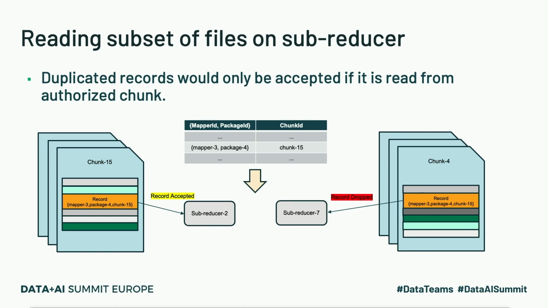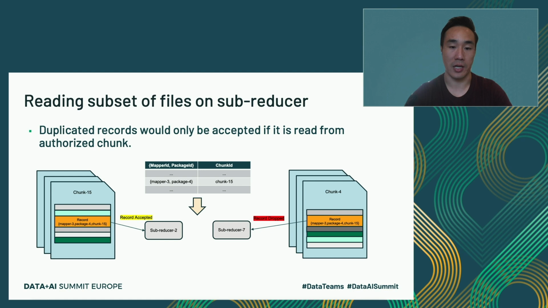When iterating through the records of assigned files, the reducer will check if a record comes from a suspect package. If not, we're confident that this is not a duplicate package at all. Otherwise, the reducer would only accept the record if the file chunk ID matches the authorized chunk ID in the mapping. So in the example below, both chunks contain the same record from mapper 3, package 4. But since the authorized chunk ID is 15, the record would only be read by subreducer 2 and dropped by subreducer 4.